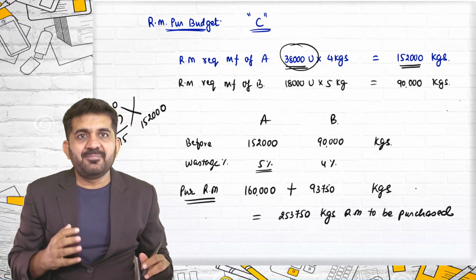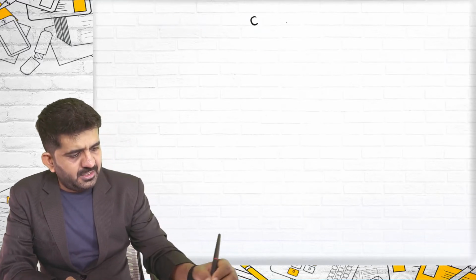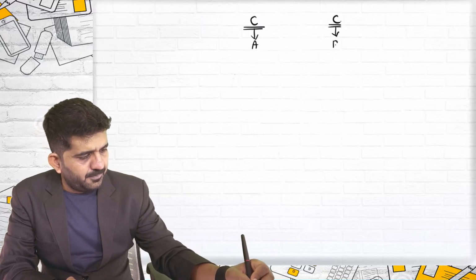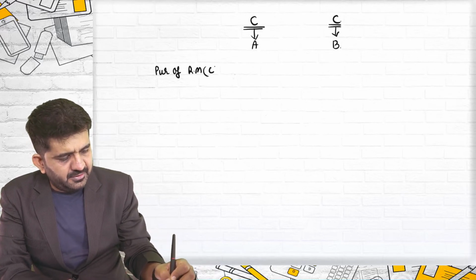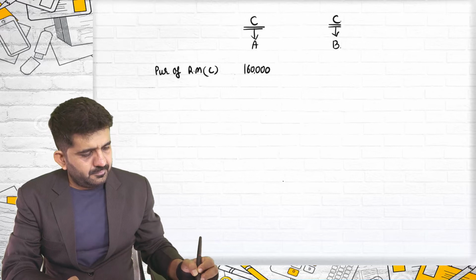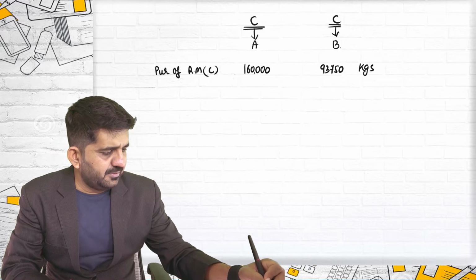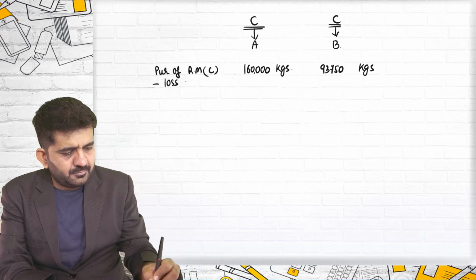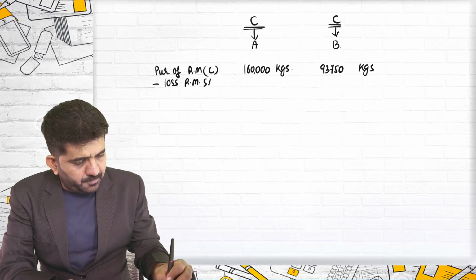Just for understanding, let us go step by step. How much raw material C are you purchasing, as far as product A is concerned and product B is concerned? Purchase of raw material C: you are purchasing 1,60,000 and 93,750 kgs, right? There will be loss in raw material. How much loss will be in raw material? 5% and 4%.